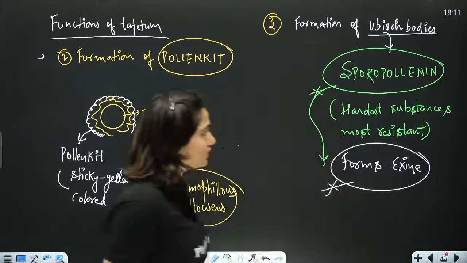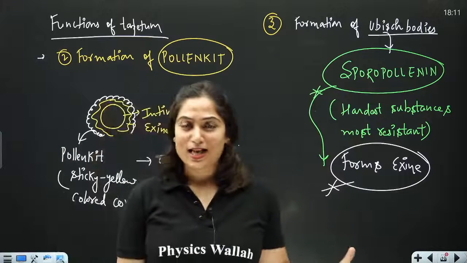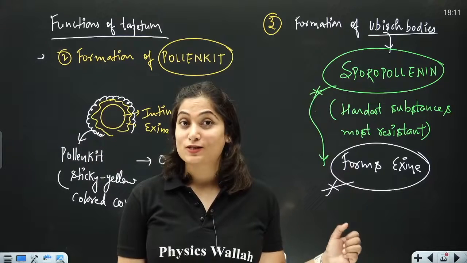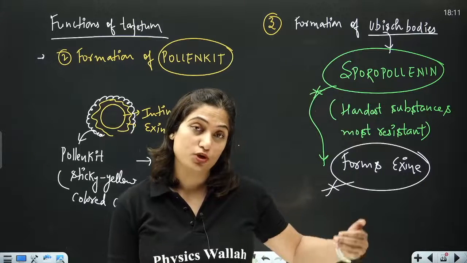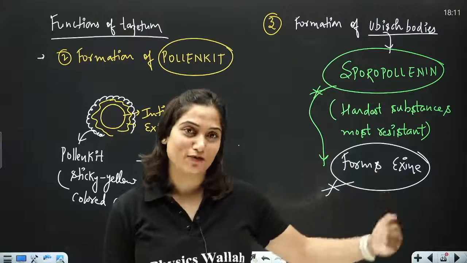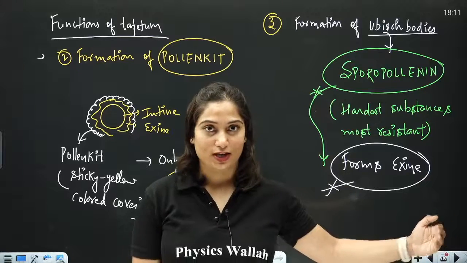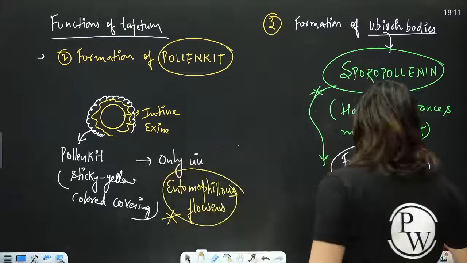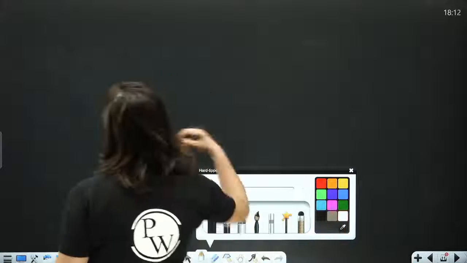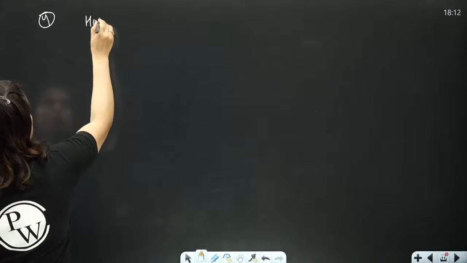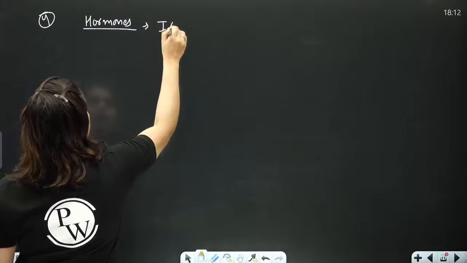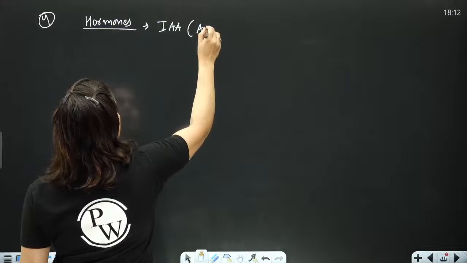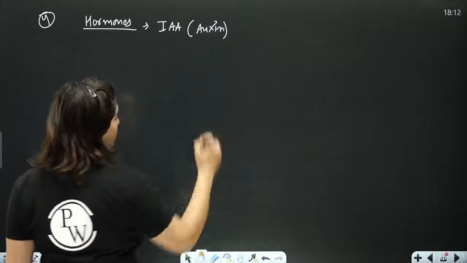So it is understood that ultimately the exine of the pollen grain is formed by the tapetum. How? Because the tapetum forms Ubisch bodies, which form sporopollenin, and sporopollenin forms the exine of the pollen grain. Okay. Then what are the rest of the functions of the tapetum? It is helpful in the formation of some hormones like auxin, IAA, which will be helpful in the growth of the pollen tube later on.